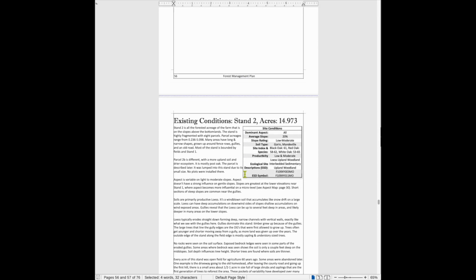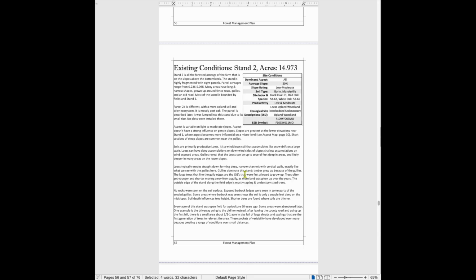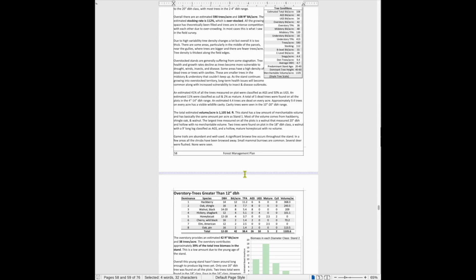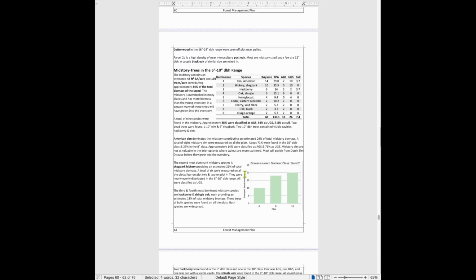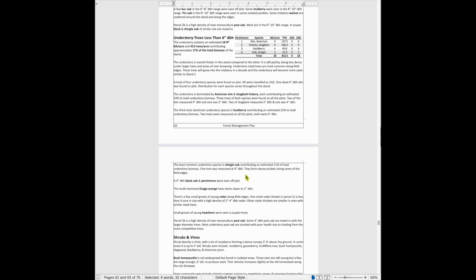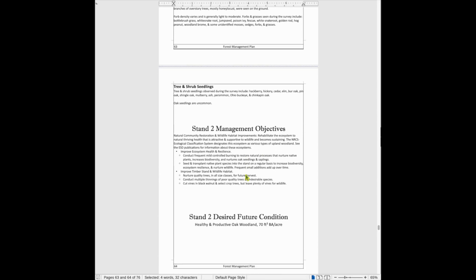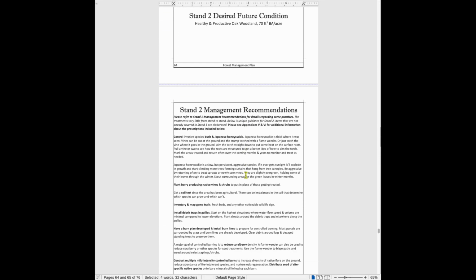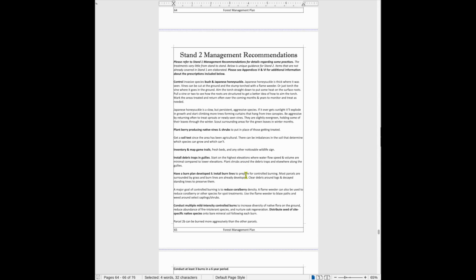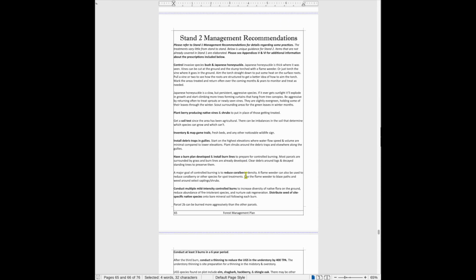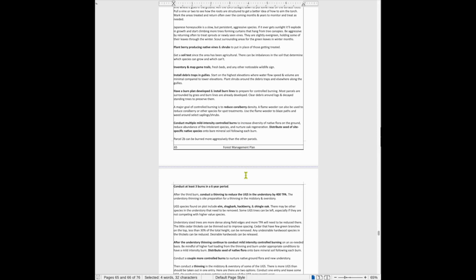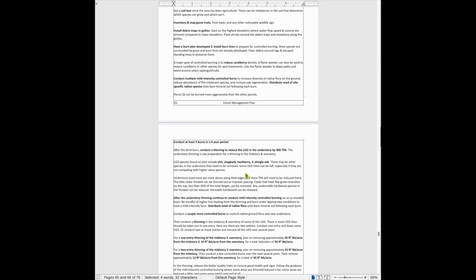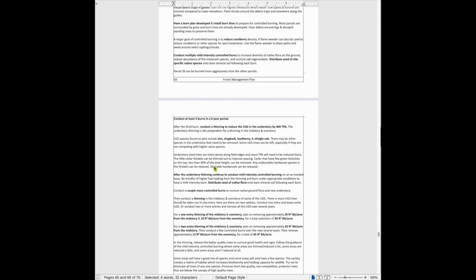Okay, so then start all again on stand 2. Go through the existing conditions. This is what I found. And this is the recommendations. And I don't spend near as much time explaining them. It's more line item. Do this, do this, do this. It's in sequence.